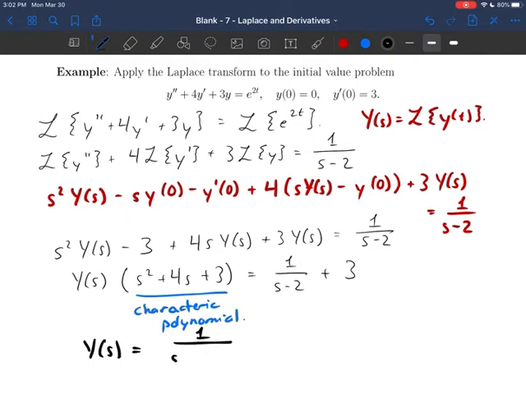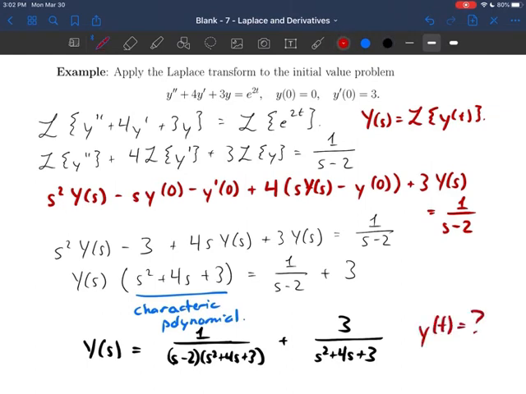So finally, we get Y of s is equal to 1 over s minus 2 times s squared plus 4s plus 3, plus 3 over s squared plus 4s plus 3. And so if we want to figure out y of t, what we need to do is figure out what function has this thing as its Laplace transform. So we need to find the inverse Laplace transform of this function on the right-hand side. To do that, we're going to try and break this up into simpler parts, and that's where the method of partial fractions is going to help us a lot.